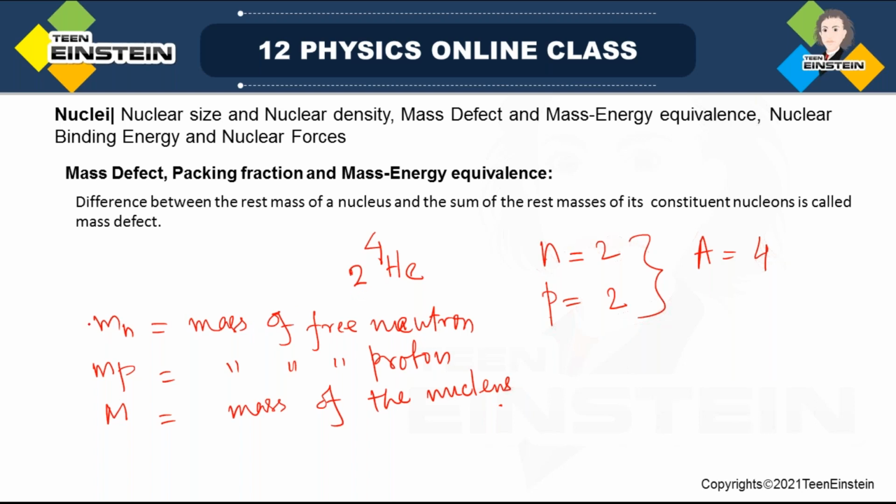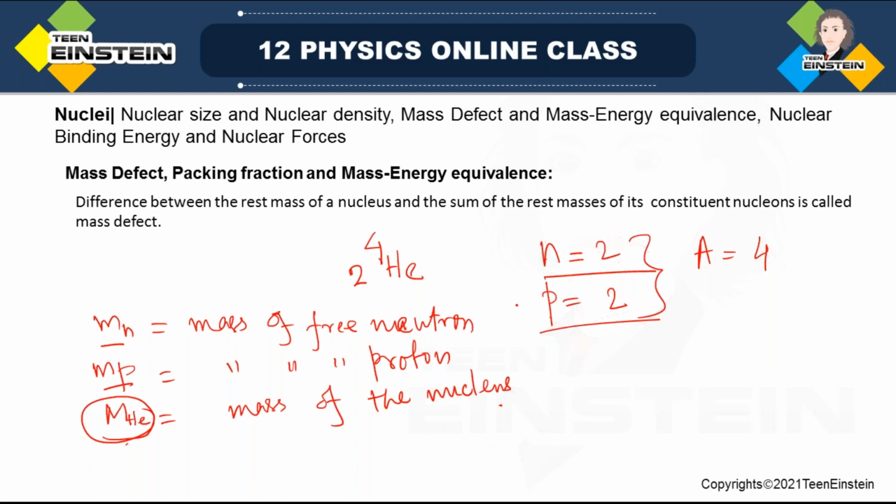So it is seen that when 2 neutrons and 2 protons combine to make this helium nucleus, the mass of the helium nucleus is less than the total mass of the constituent neutrons and protons. You might be having a little difficulty to understand here. If I write it here, you will be able to understand.